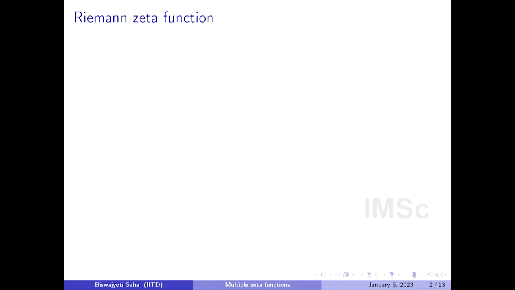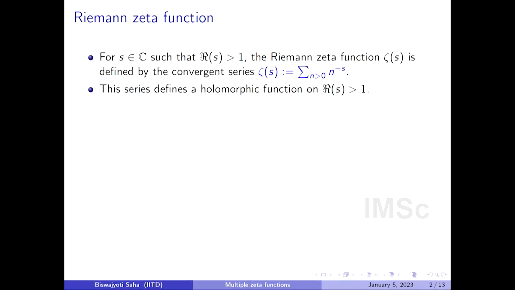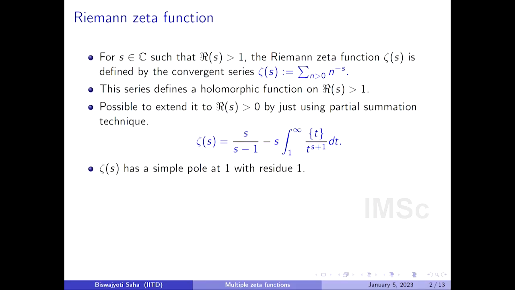Of course it's customary for us to start with the Riemann zeta function. It's defined on the complex right half plane by this infinite series expression, which converges absolutely on compact subsets of this open set, and therefore defines a holomorphic function. Now, using the partial summation technique, this function can be extended to the region where the real part of s is positive, where the function looks something like this. This part tells you that it has a simple pole at 1 with residue 1, and this improper integral of course converges whenever the real part of s is positive.